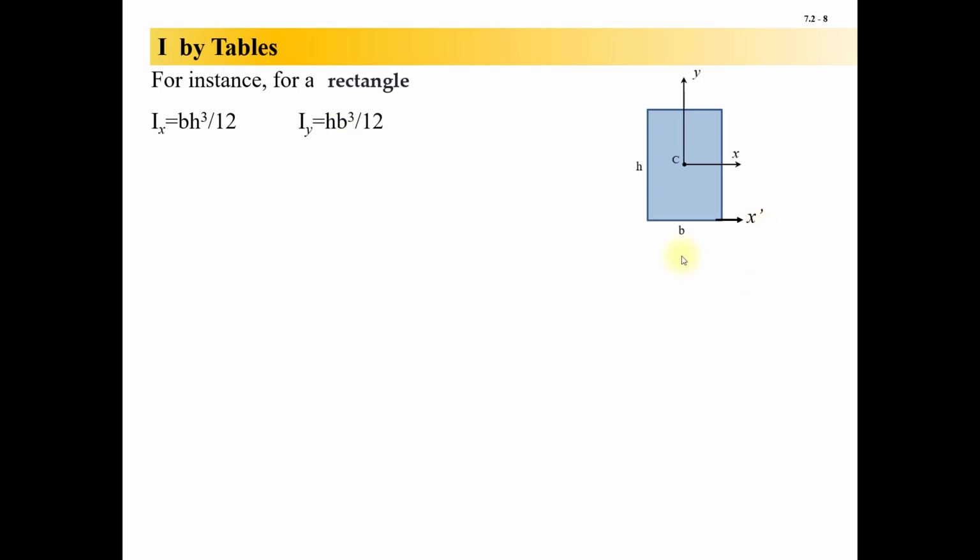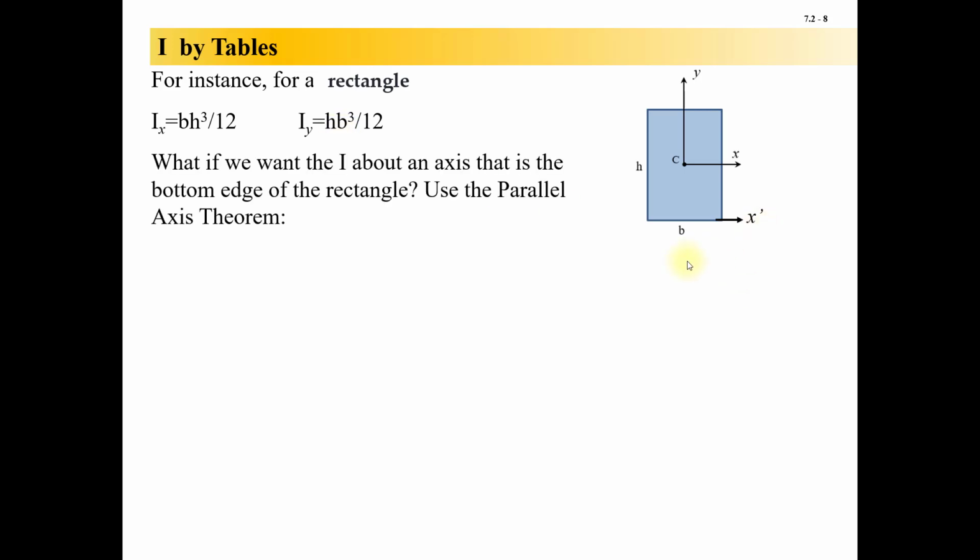What if I want the moment of inertia about x prime, though? Now I can use I sub x and apply the parallel axis theorem to it. Remember, I'm going to take this value and I'm going to add Ad squared to it. What's A? b times h, the area in blue. What's d? d is the distance between the two axes, the shortest distance. So the distance between x to x prime is going to be h over 2. So I can easily just add, here's my Ad squared term right here.